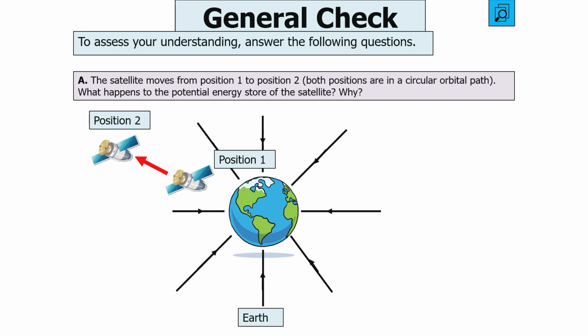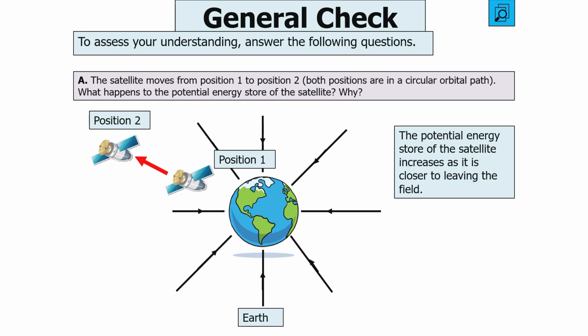The satellite moves from position 1 to position 2. What happens to the potential energy store of the satellite and why? The potential energy store of the satellite increases as it's now closer to leaving the field.